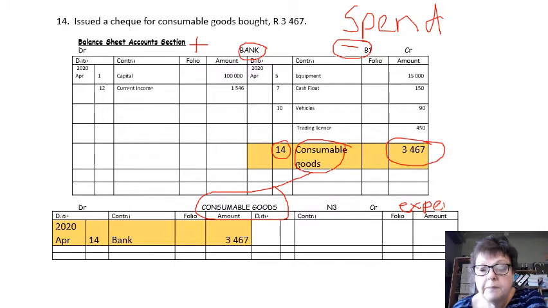You know that expenses are in the nominal section. Expenses increase on the debit side and decrease on the credit side. If we spend money on consumable goods, our expense will increase. So on the debit side of consumable goods, the date and the amount, and the money came from the bank. Double entry principle says every debit needs a credit. Here's the debit, there's the credit.